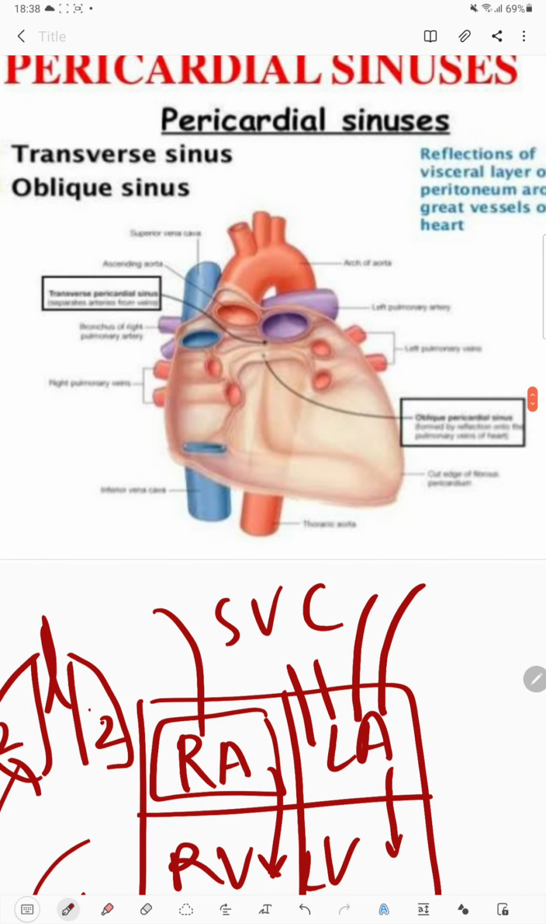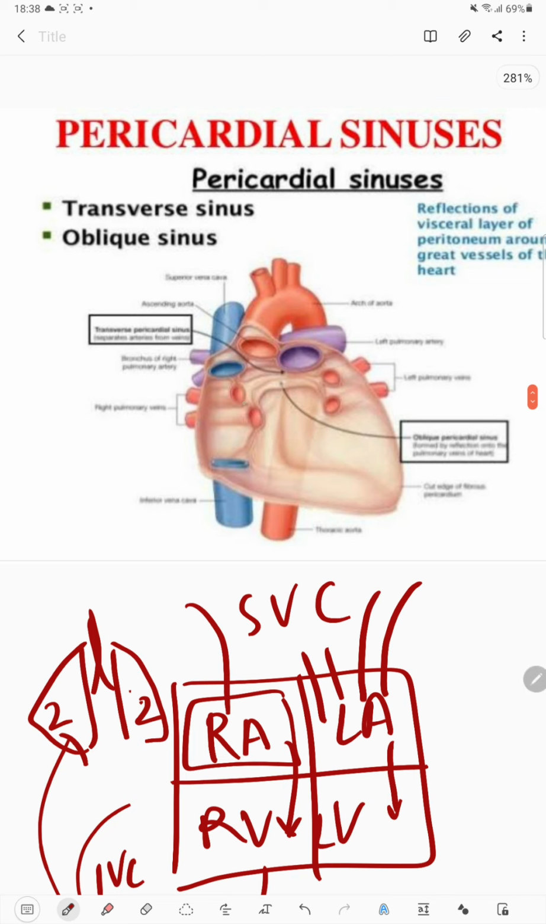Okay, so here, can you see this picture? Can you mark the structures? These four structures you see here are the pulmonary veins draining into the left atrium. All right. Now what is this? This is the inferior vena cava. This is the superior vena cava. This is the arch of aorta, and this is the pulmonary trunk. This is the inferior vena cava.